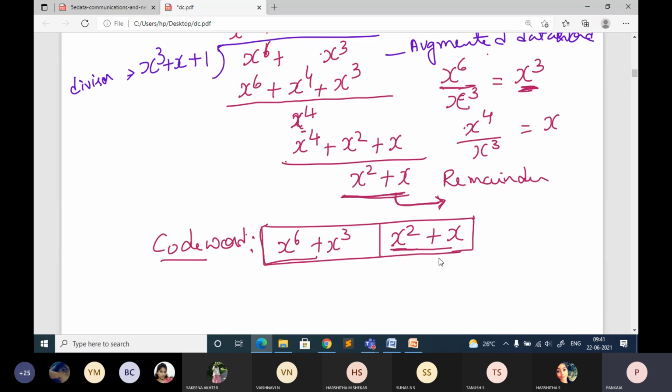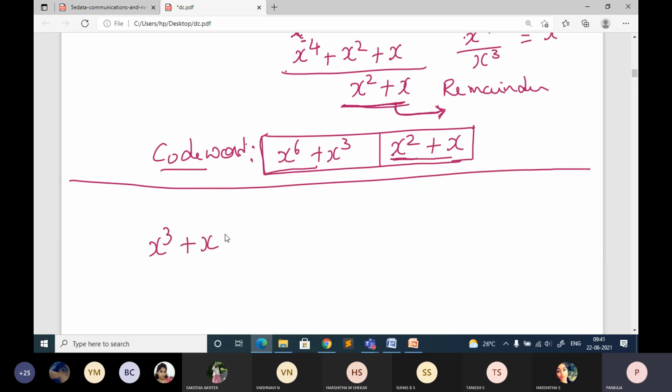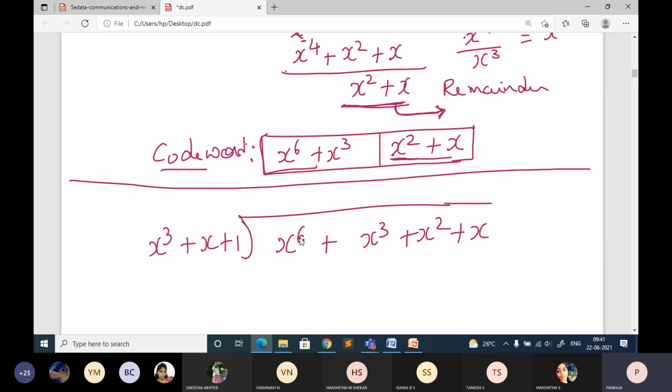Okay, and when it is received at the destination, how are you going to solve the problem? How is the receiver going to check whether there is an error in the received data or not? Yes, in the last class I explained this with respect to binary. When it is received, you write that as x power 6 plus x power 3 plus x square plus x. Okay, so you just continue this.